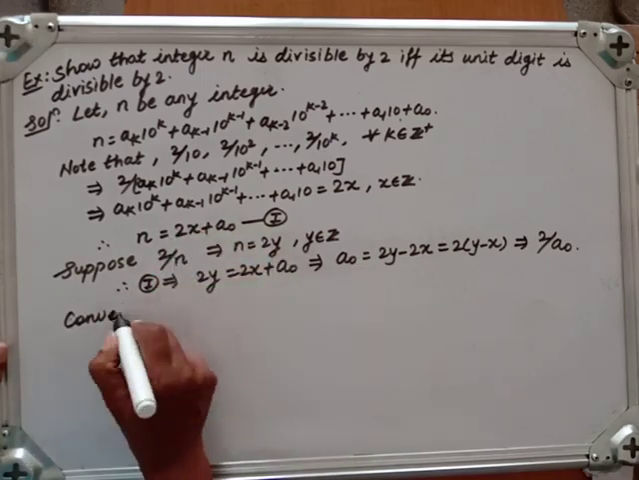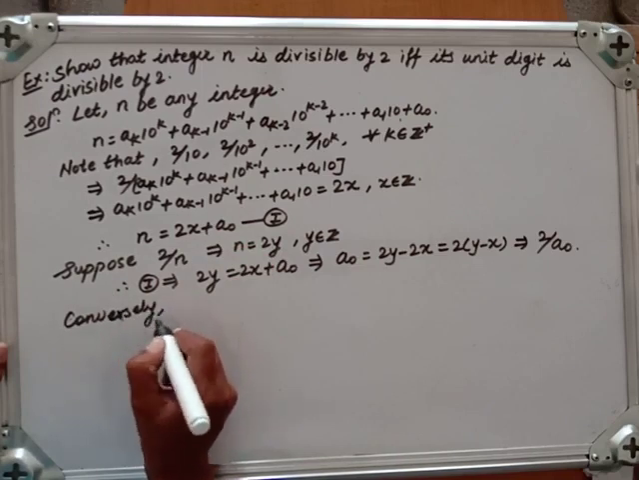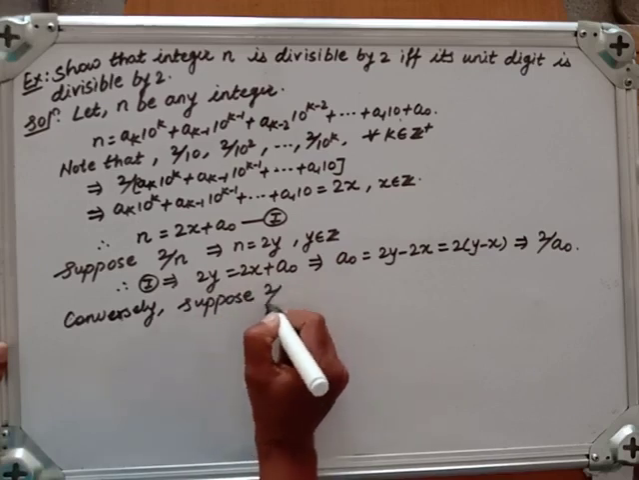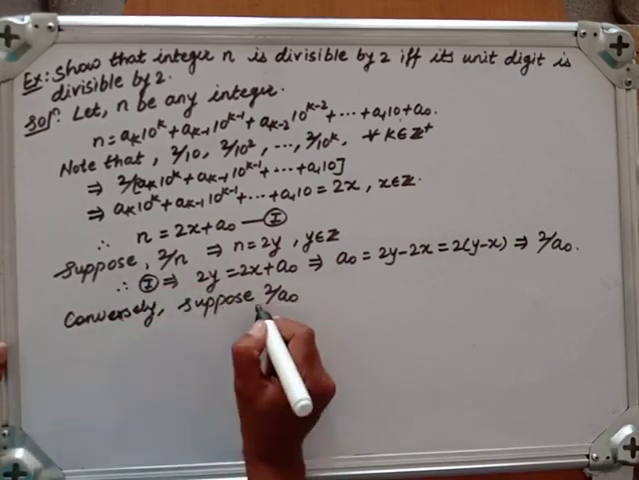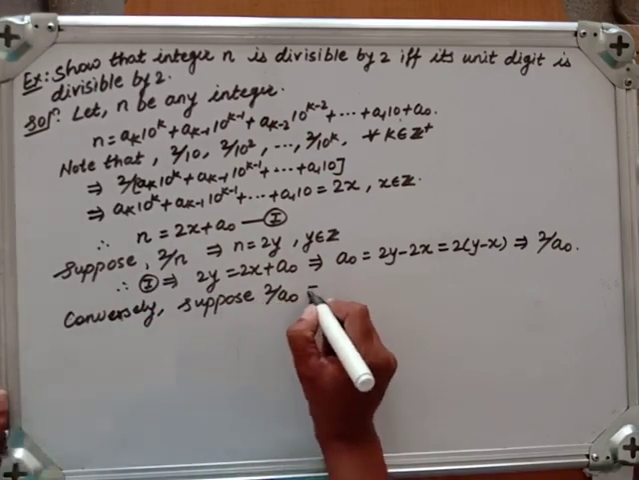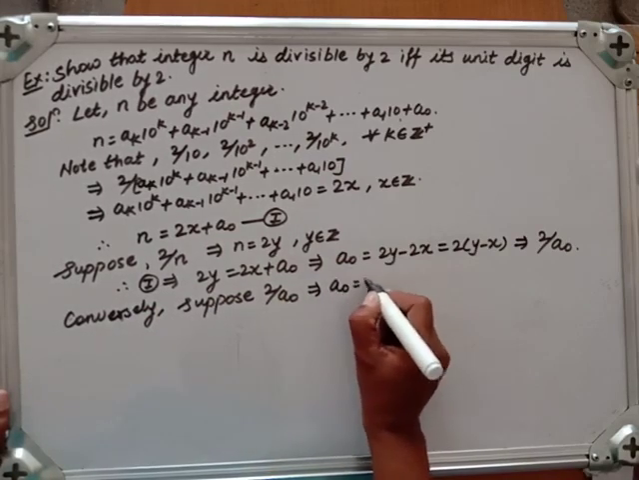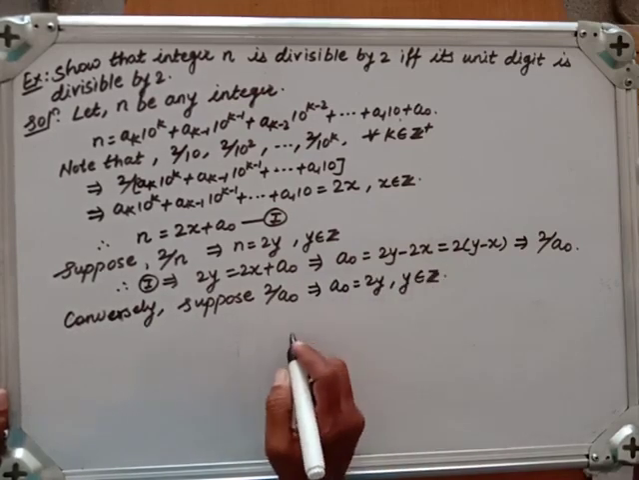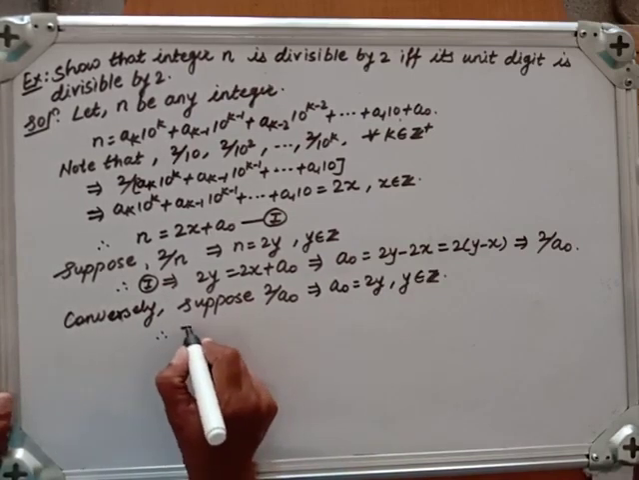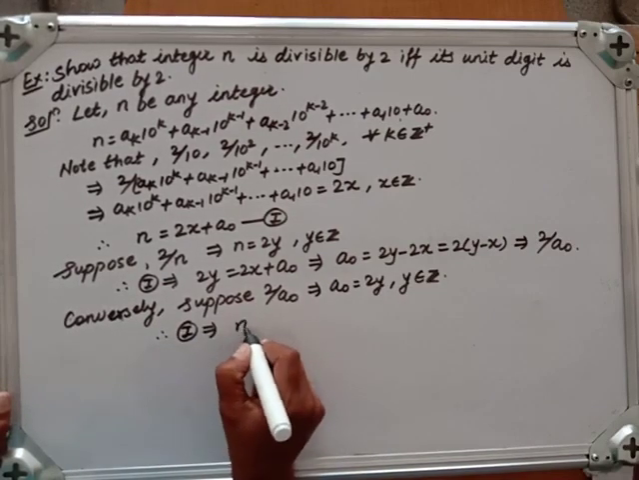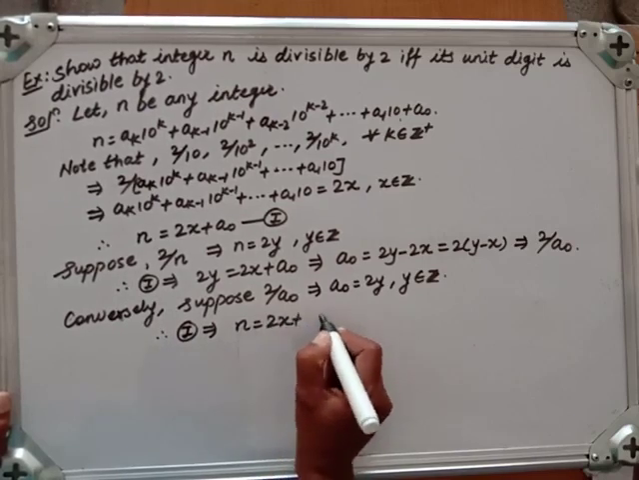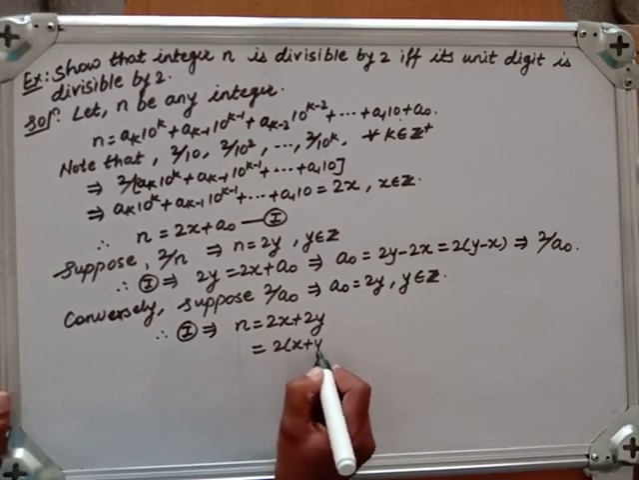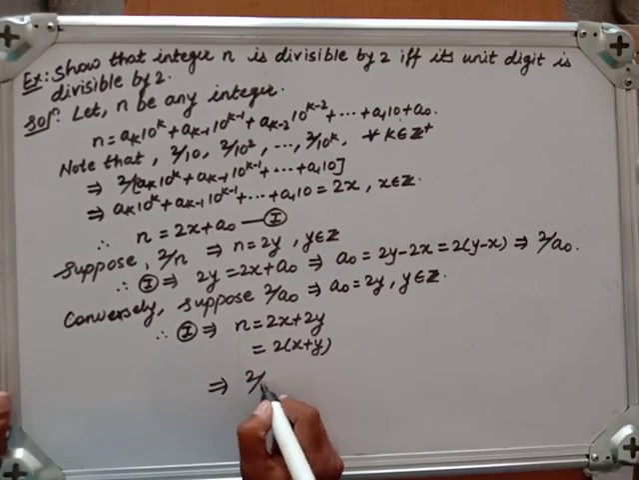Conversely, suppose 2 divides a naught. This gives us a naught is equal to 2y, where y is in Z. So therefore, 1 implies n is equal to 2x plus 2y, that is 2 into (x plus y). So we get 2 divides n.